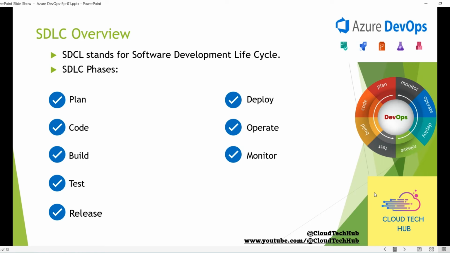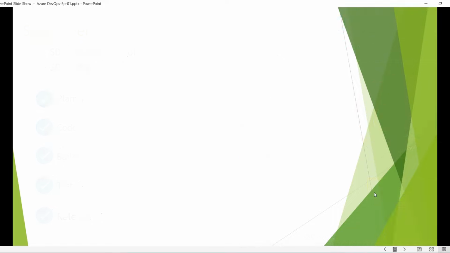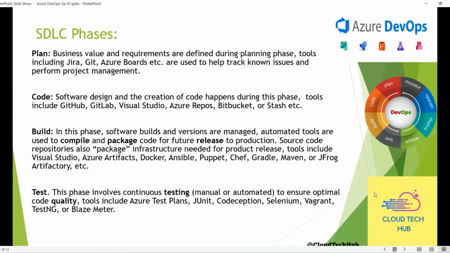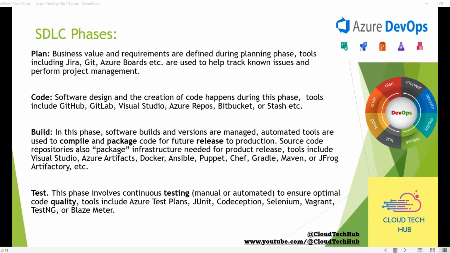SDLC stands for Software Development Lifecycle. There are multiple phases of the SDLC. When an application is developed, these phases are followed, such as plan, code, build, test, release, deploy, operate, and monitor. We will see quickly what these phases are.